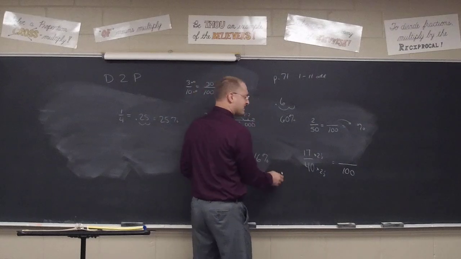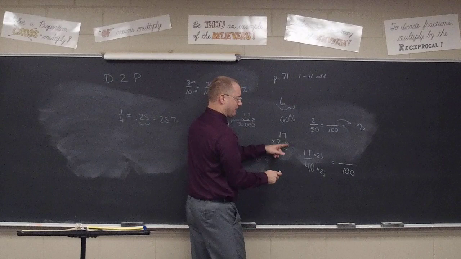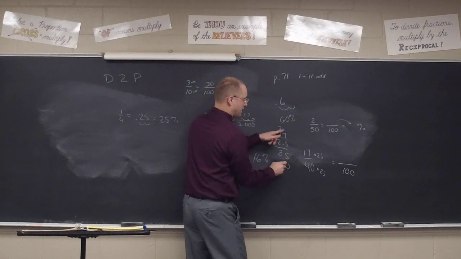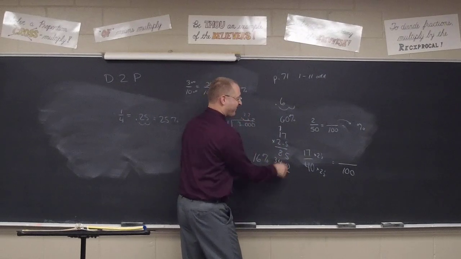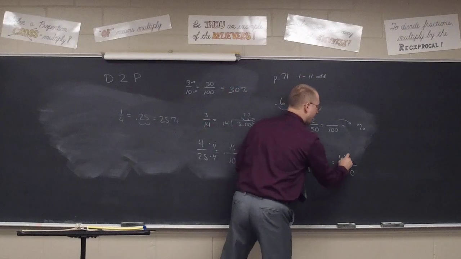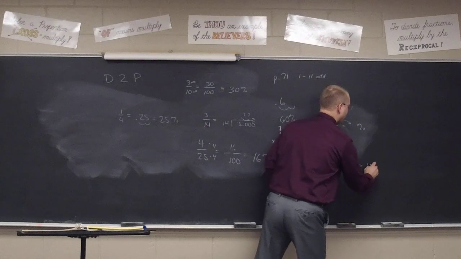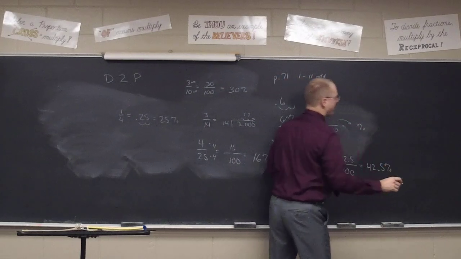Let's see, 17 times 2, let's make it 0.5. 5 times 7, carry the 3, we get 8. Put a 0. 2 times 7, 14, carry the 1, we get 3. We add this together, and we get 42.5 hundredths. In other words, class, we get 42.5%. That's one way to do it.